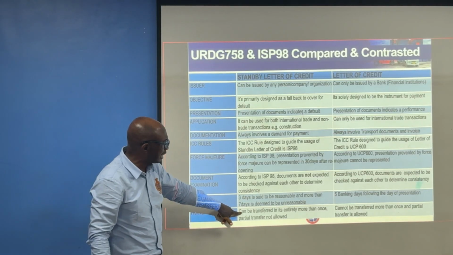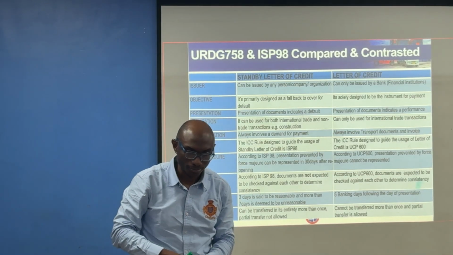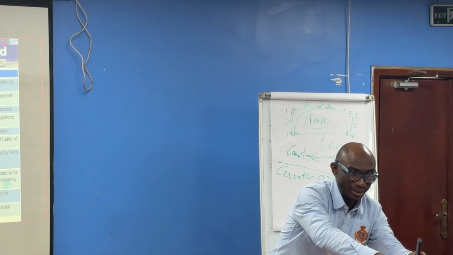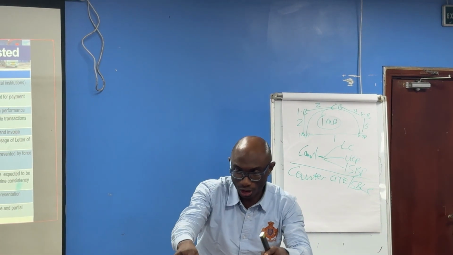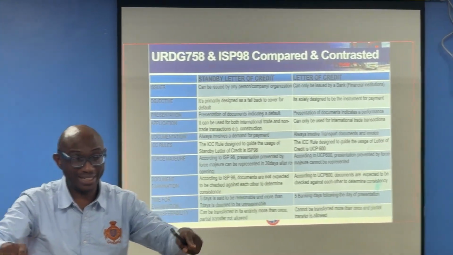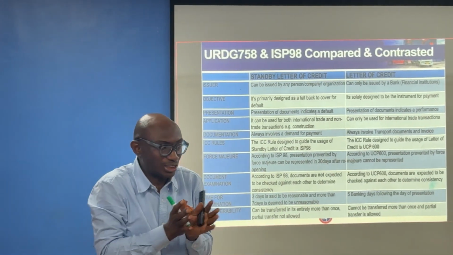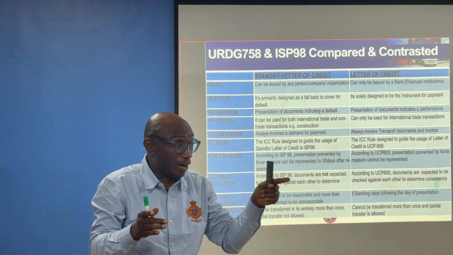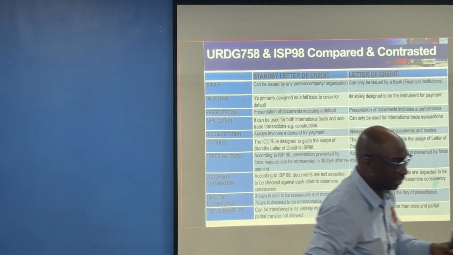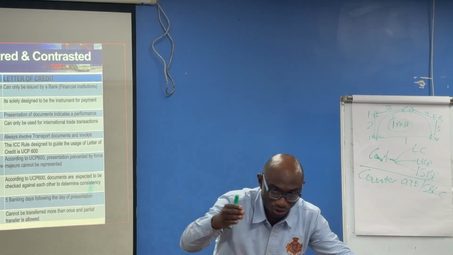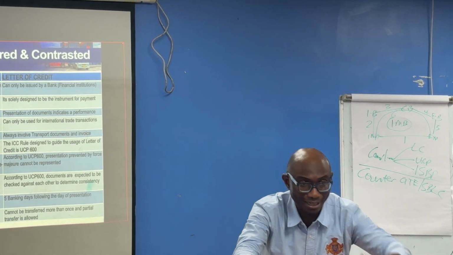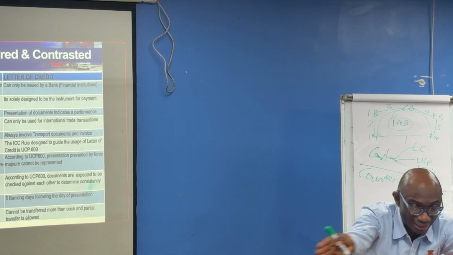You can transfer standby more than once. Who issued that standby? Who issued that guarantee? It is issued from Ukraine to London, from London to Nigeria, from Nigeria to Ghana. You can keep transferring, but you cannot split when you transfer. For letter of credit, you can split it, but you can't transfer more than once. So if it's letter of credit, immediately you transfer from this bank to this bank, you can't transfer further.